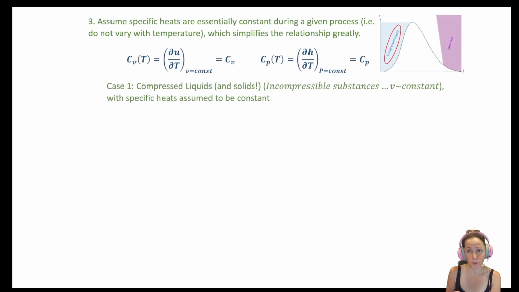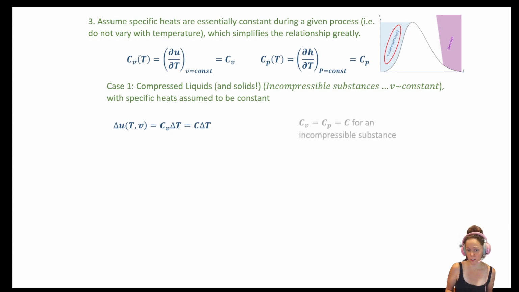We've got 2 cases that we're going to look at. Number 1, compressed liquids and solids, right? So an incompressible substance. Incompressible means that the density and the specific volume don't change. And so delta U can be approximated as CV delta T. Notice the CV and the C. So for an incompressible substance, the specific heats CP and CV are the same value. And that's just because they are incompressible.